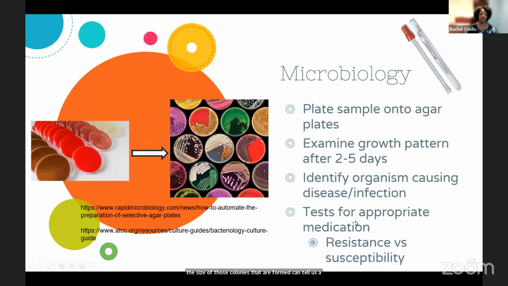From the growth patterns on these agar plates, we can identify the organisms causing disease or infection, as well as, from the colonies formed, see whether they are either resistant to certain medication or susceptible to certain medication. So after we have identified the organism, we perform other tests to tell the physician or provider if that organism is resistant to certain medication or is susceptible. We pretty much are giving the physician a list of medications that should be used to treat that patient in order to kill that organism that's causing the infection.